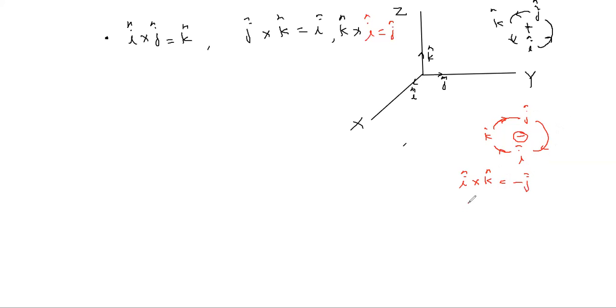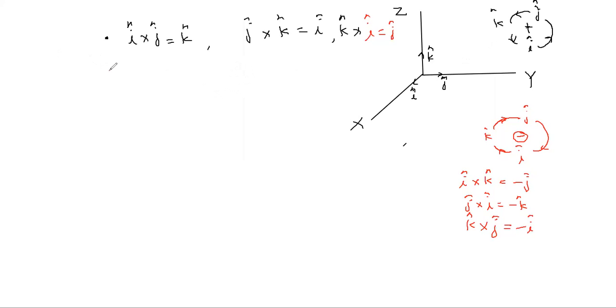Similarly, j cross i will be equal to minus k, and k cross j will be equal to minus i. So when we are moving in the clockwise direction, it is negative, and when we are moving in the anti-clockwise direction, it is positive. Okay, so this is another property.